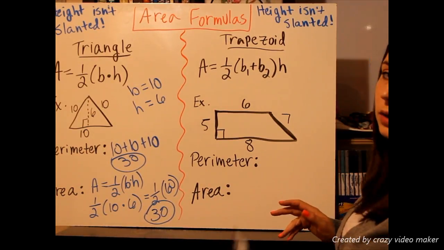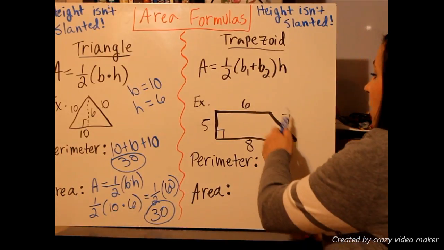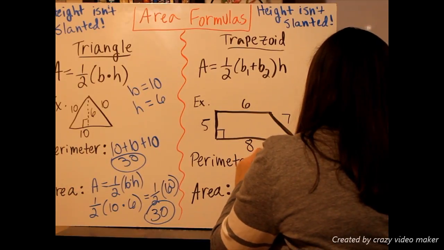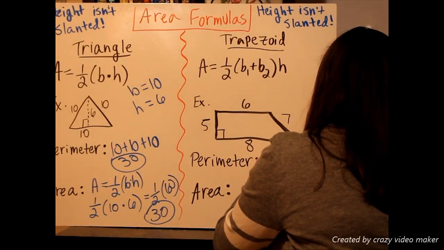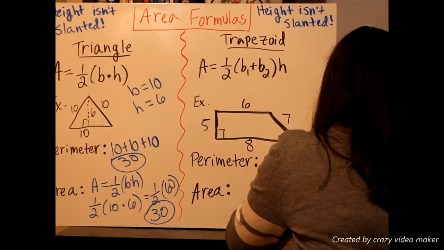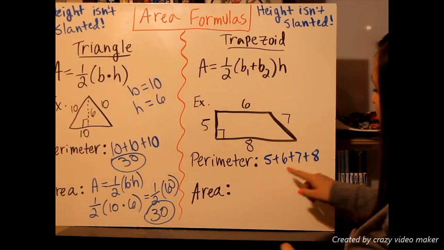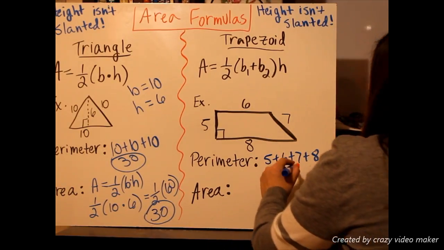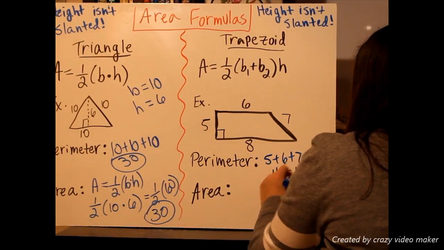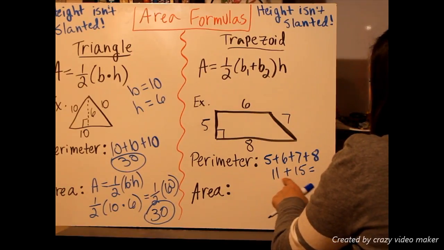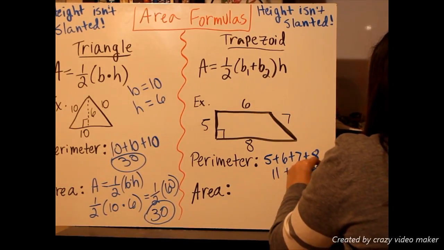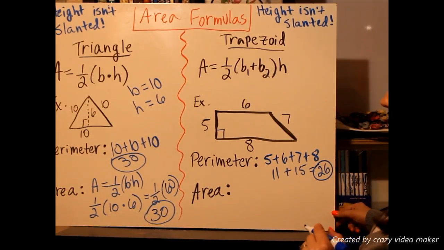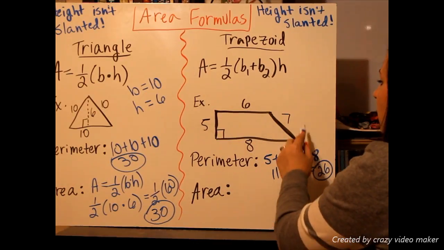We'll start with the perimeter because that's easy. Perimeter, you're just adding up the 4 sides. So we have 5 plus 6 plus 7 plus 8. All right. 5 and 6, that's 11. Plus 7 and 8, that's 15. And 11 and 15, 5 and 1 is 6, 1 and 1 is 2. So it is 26. Our perimeter is 26. And again, you just add up those 4 sides.